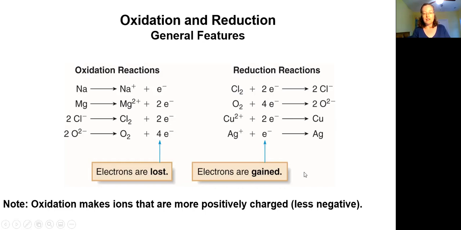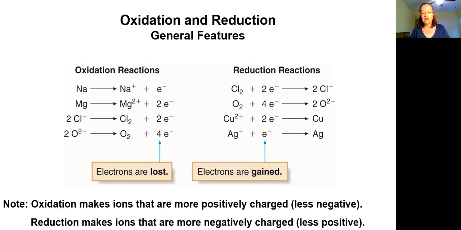Again, note that oxidation makes ions that are more positively charged, less negative. And reduction makes ions that are more negatively charged, less positive. I might actually go in here and point out ions or atoms that are more negatively charged or less positive. What else do I want to show? Oh yeah, just a reminder, if you lose electrons, they end up on the right side. If you're gaining electrons, they end up on the left side.